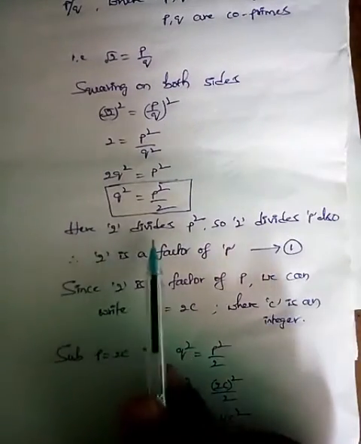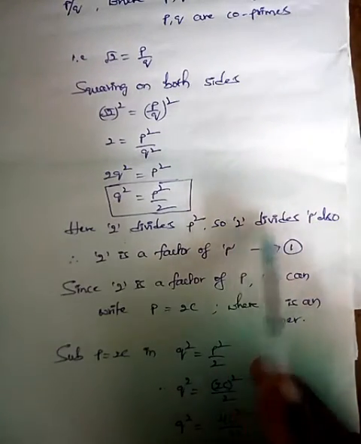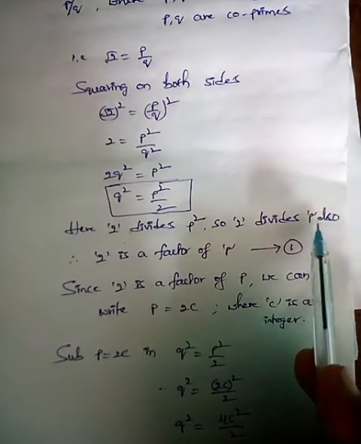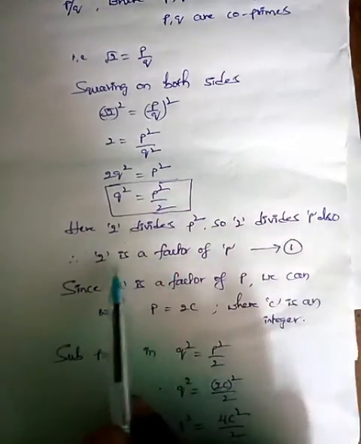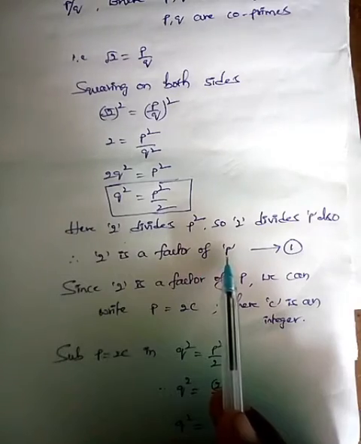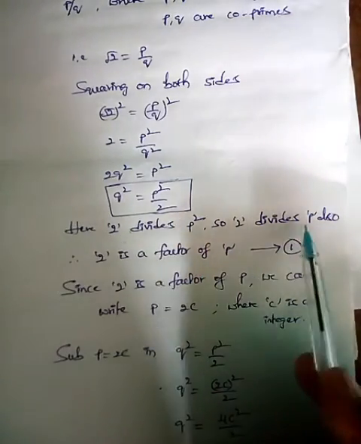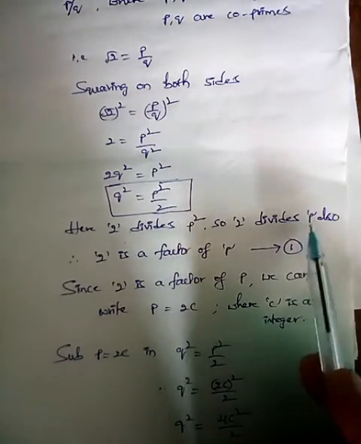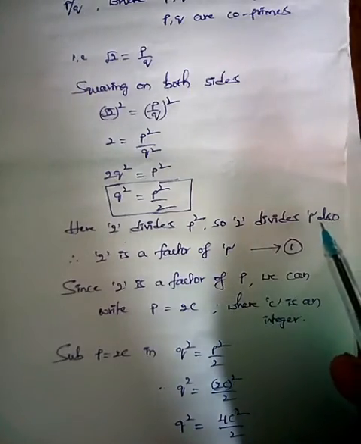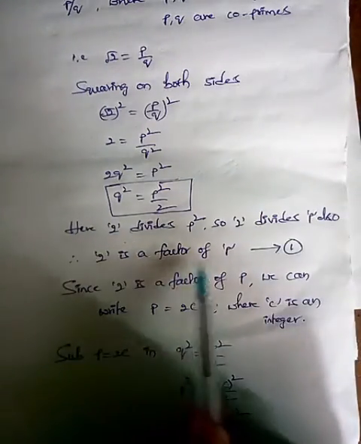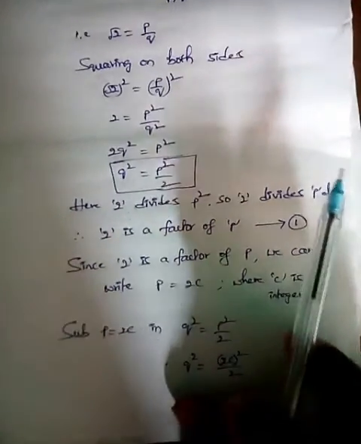Here 2 divides p square, so 2 divides p also. So 2 divides p, that means p is a multiple of 2. So 2 is a factor of p. When 2 divides p, the p value is a multiple of 2. That means 2 is a factor of p. Okay, so that is equation 1.